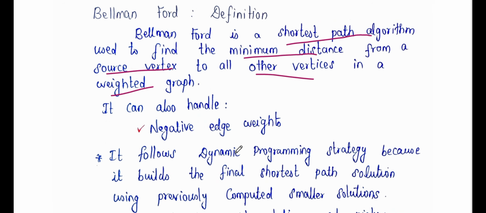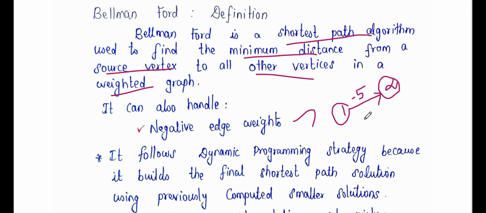It can handle negative edge weights also. Okay, what is an edge weight? So this is one vertex. This is another vertex. They are connected with one edge. Some weights are there. So if this weight is a negative value, that is called a negative edge weight.